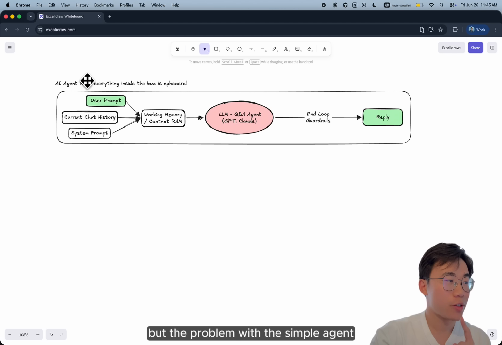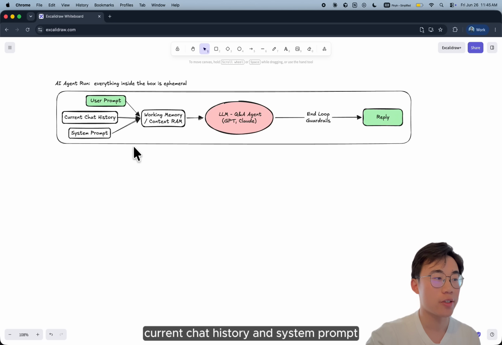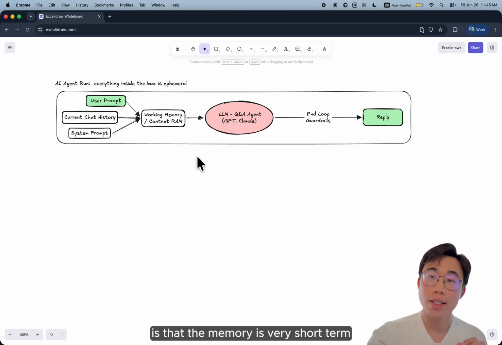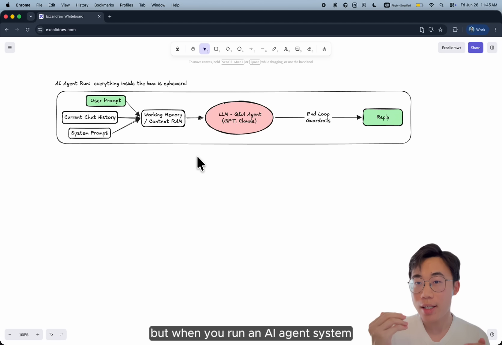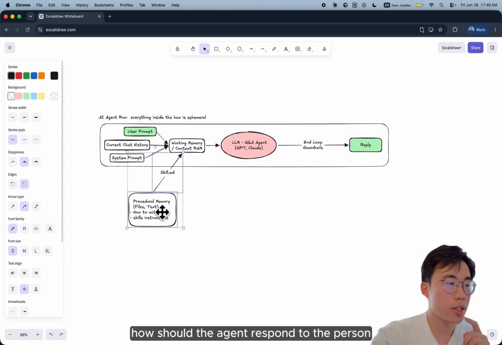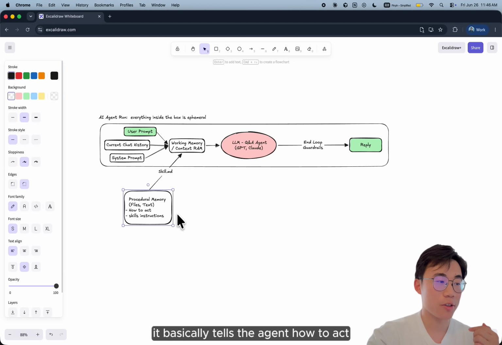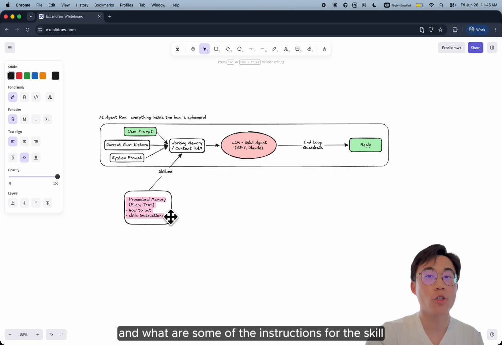But the problem with a simple agent run, with simply the question, current chat history, and system prompt, is that the memory is very short term. When you run an AI agent system, sometimes we need extra memories. For example, how should the agent respond to the person? A procedural memory is exactly that. It basically tells the agent how to act and what some of the instructions for this skill are.